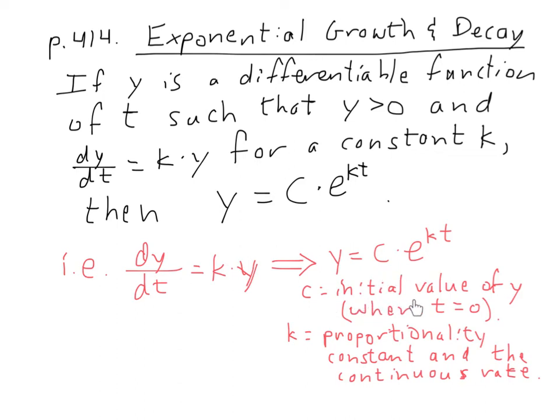C is what we call the initial value of y, right? That's the starting amount, which you should recall from pre-calc and maybe Algebra 2. Of course, you're going to get C when t equals 0. That's why it's the initial amount. And then k is your proportionality constant. That would be in your differential equation. K is the proportionality constant. And in your solution, it's the continuous rate. Those are the same number, all right? So you can just go with that.